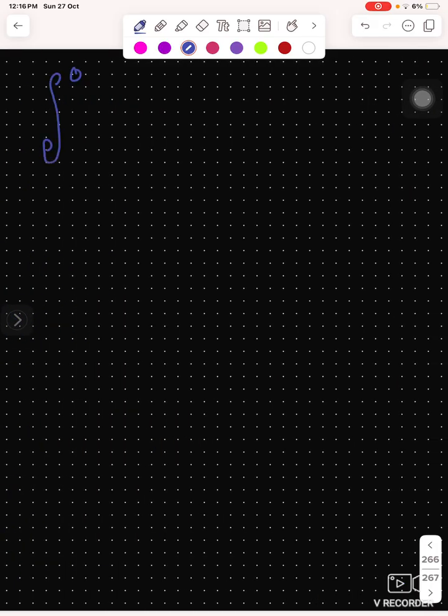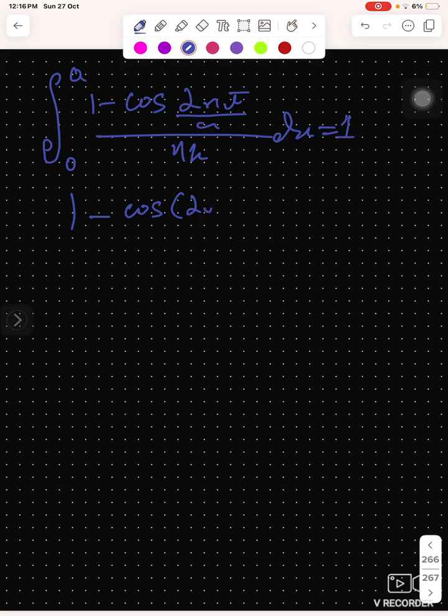Second one, a over 0 of 1 minus cos 2nπ over a, this whole over 4k, not 2k, 4k, dx equals 1. Now simplify this, 2 cos 2nπ over a over 2k, apply the limits a and 0, we will get, okay, now this whole thing.